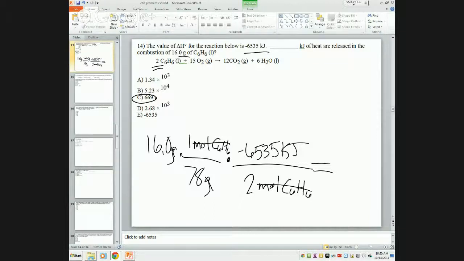Mr. Johnny, why isn't it negative? Because it's just talking about how much heat is released. So they just want the magnitude. They don't care about the sign. They know the heat's being given off. They want to know how much.